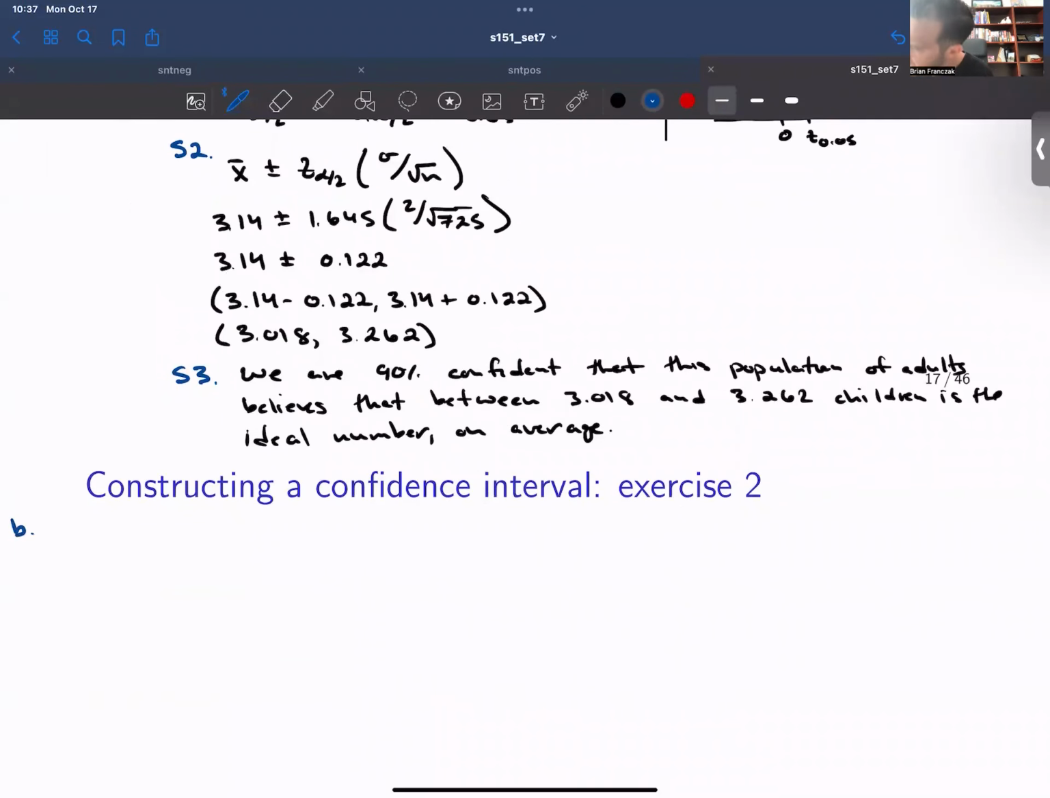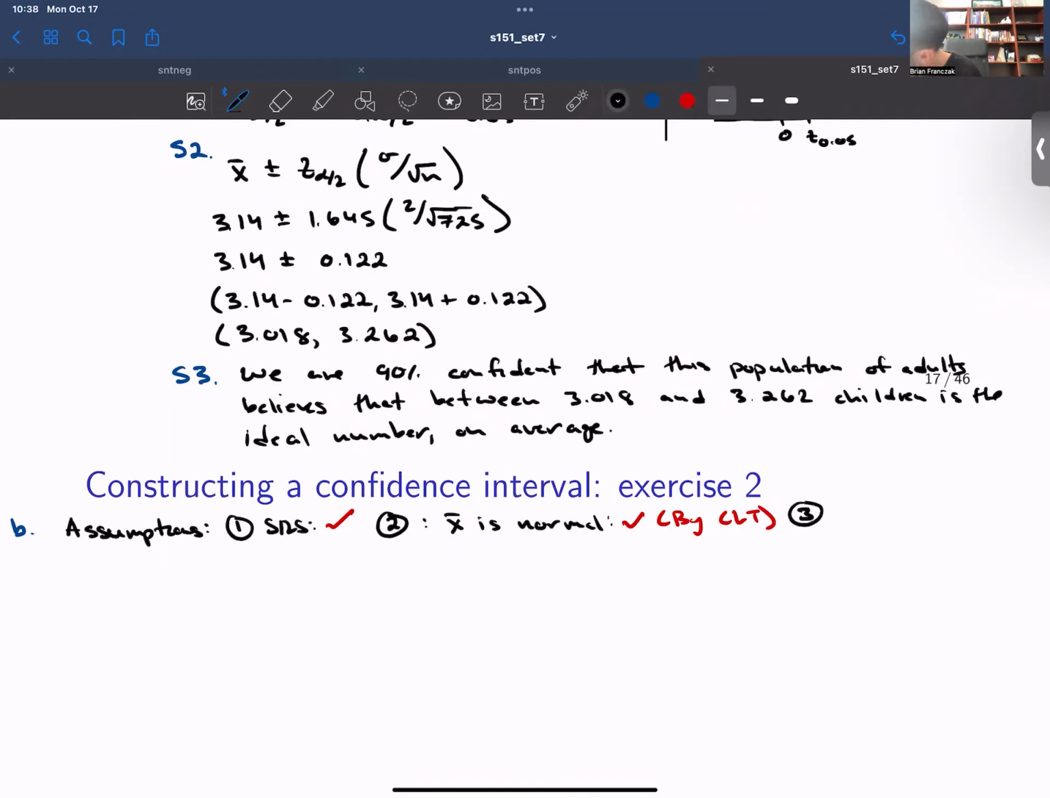So in part B, we would start with the assumptions. And they are exactly the same as the assumptions in part A. The sample hasn't changed. The population hasn't changed. Nothing's different except the confidence level. So that doesn't affect the assumptions. So we still have a simple random sample. X bar is still normal by the central limit theorem. And sigma is still known.